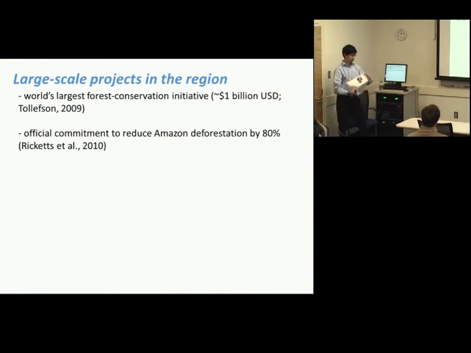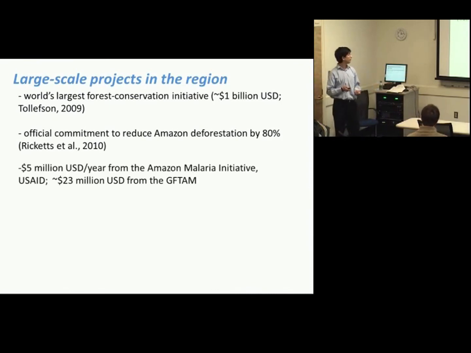Because of the importance of this region, there have been large-scale conservation projects initiated and currently ongoing to try to reduce deforestation in the area. There was the world's largest forest conservation initiative, and also the Brazilian government has stated repeatedly its intent of reducing deforestation. So there's that official commitment to reduce deforestation by 80%. But also, because of its public health importance, there are other large projects aimed at reducing malaria in the region. Here you have the USAID project, the Amazon Malaria Initiative, and also the other project from the Global Fund to Fight Tuberculosis, AIDS, and Malaria.